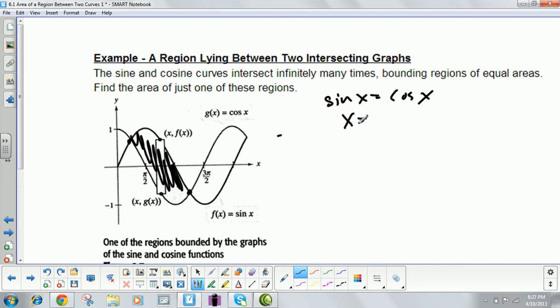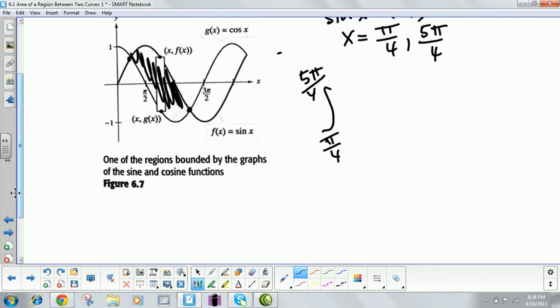And the first two times where they're equal to each other is, well, the first time is at pi over 4, and the second time is at 5 pi over 4. So then those are our limits. We go from pi over 4 to 5 pi over 4. Those are the limits of our integral. And it's going to be your upper function, which is your sine of x, minus your lower function, which is cosine of x, all times dx, like that.